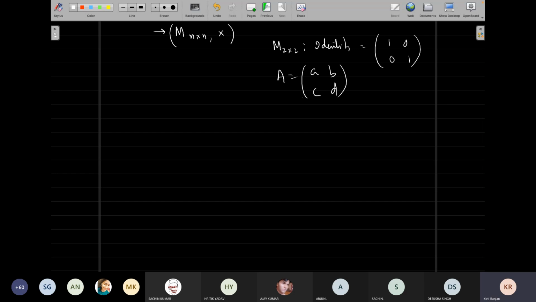M n cross n under matrix multiplication. Give me the identity element of M 2 by 2. 1 0 0 1. This will be the identity, right? Now, just a general one, A, B, C, D. What will be the inverse of this, under matrix multiplication?